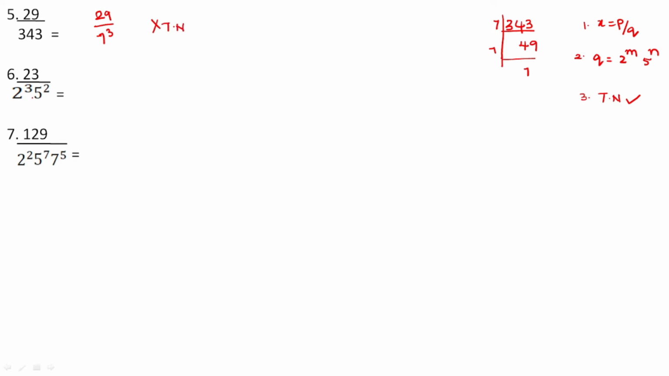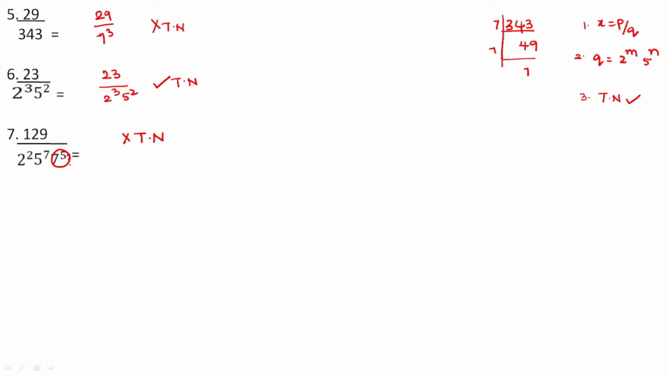Next question, 2 cube and 5 square, we are already having this in the form of 2 power m and 5 power n. So this is definitely a terminating decimal number. And the last one, apart from 2 power m and 5 power n, you are having another number. So this is not a terminating decimal number. Even though it has 2 power m and 5 power n, if it has another prime factor, then you do not consider it a terminating decimal number.